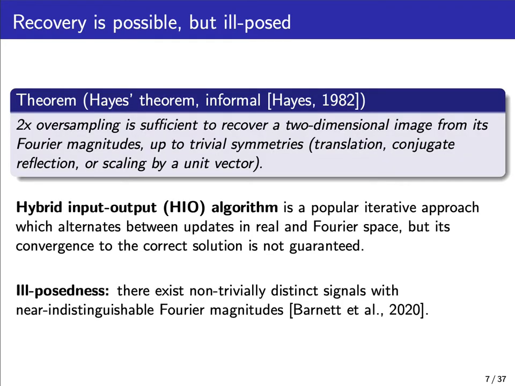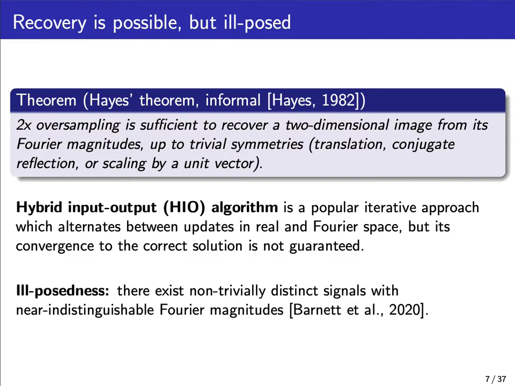A basic result known as Hayes' theorem says that recovery is possible but ill-posed. So this says that 2 times oversampling, as shown in the previous diagram, is sufficient to recover a 2-dimensional image from its Fourier magnitudes up to the trivial symmetries, which include translation, also conjugate reflection, and scaling by a unit vector. As I mentioned, the HIO, or hybrid input-output algorithm, is a popular iterative approach which alternates between updates in real and Fourier space, but its convergence to the correct solution is not guaranteed.